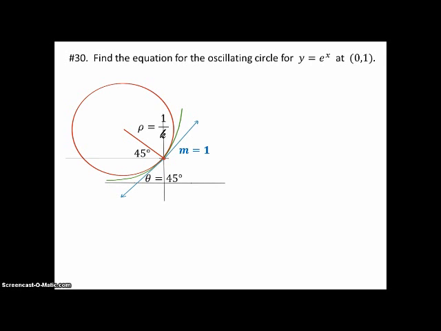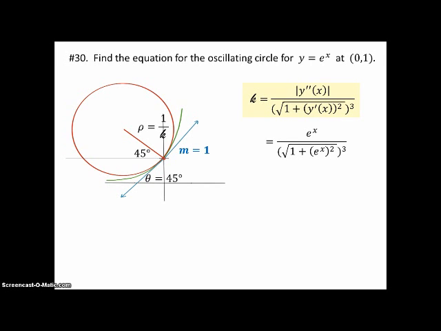And that means that the angle is 45 degrees. So if I draw a line parallel to the x-axis up here at our point, that angle will also be 45 degrees. And we're going to need that a little later. So here's our formula for the curvature for a regular function. Notice that y prime and y double prime are both e to the x. And so if we put 0 in for x, we get 1 over root 2 cubed. So our radius is the reciprocal of that, or 2 root 2.